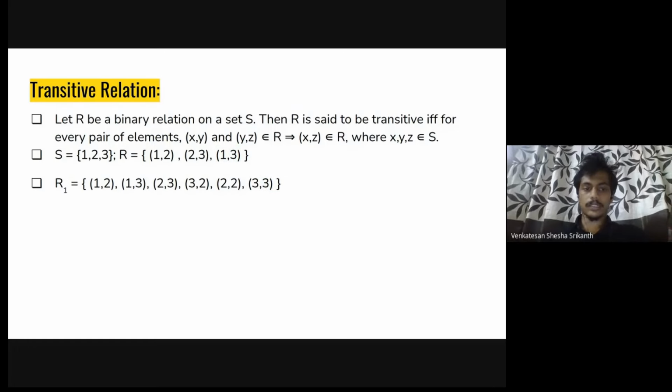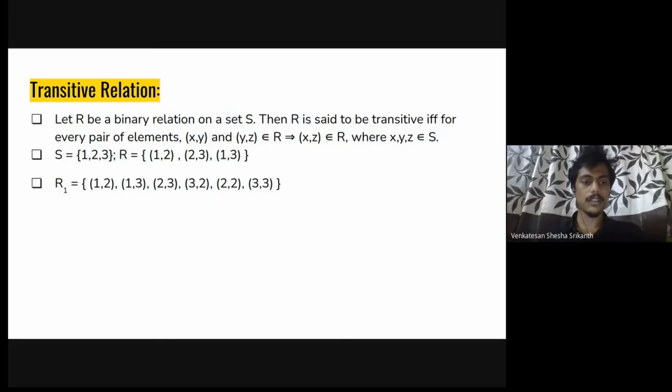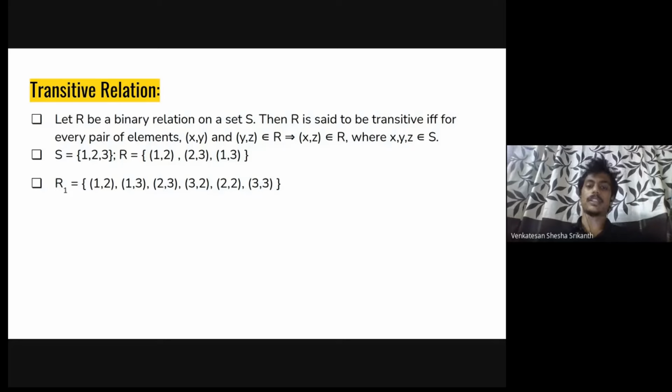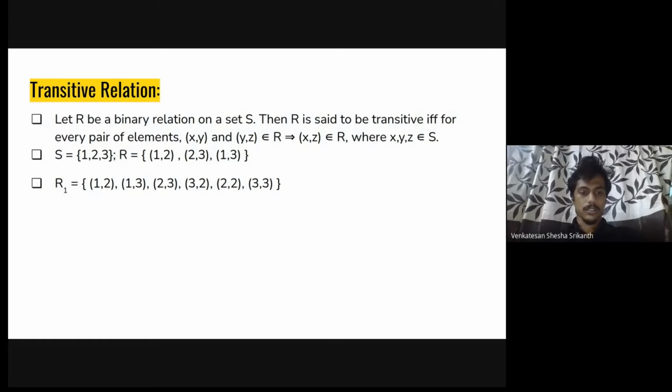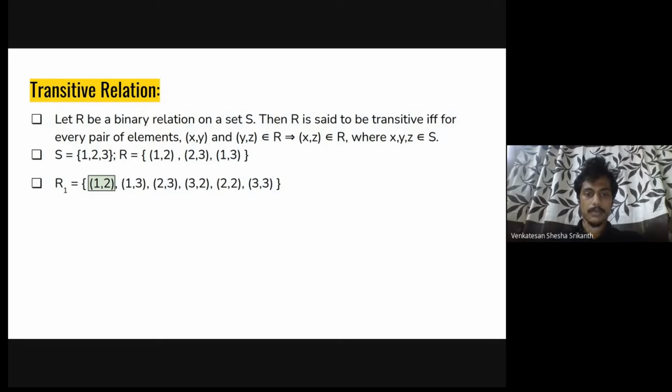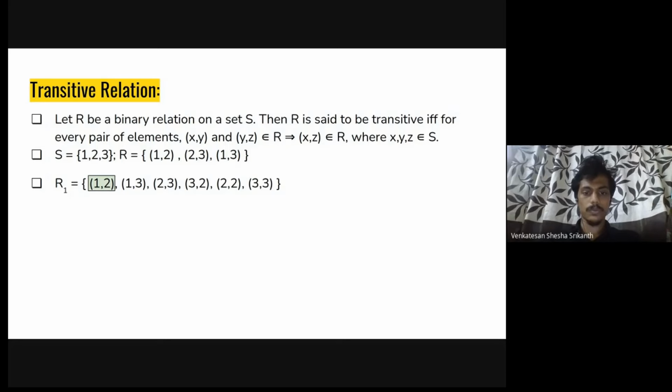Okay, let's look at another example. Here I define relation R1 containing the elements (1, 2), (1, 3), (2, 3), (3, 2), (2, 2), and (3, 3). So there are six elements in my R1. Let's check whether this is transitive or not. I take the first element (1, 2), which is my (x, y). I will look out for a (y, z) pair, so I should look for an element which starts with 2. Are there any elements which start with 2? Yes, there are two elements, (2, 3) and (2, 2).